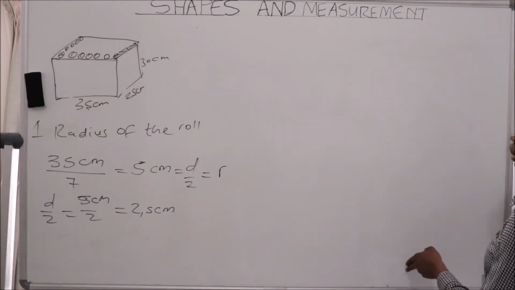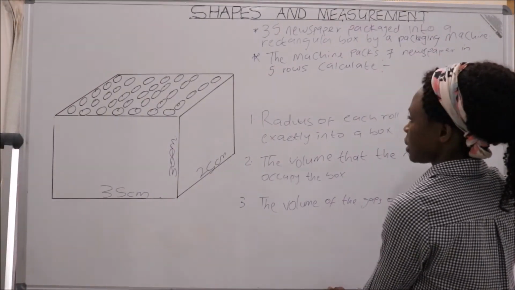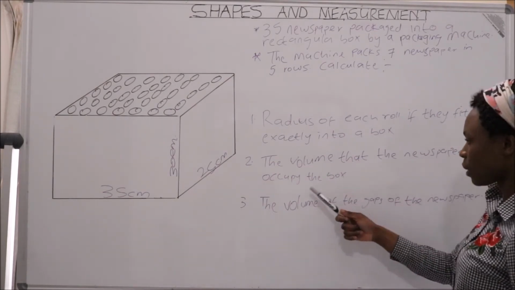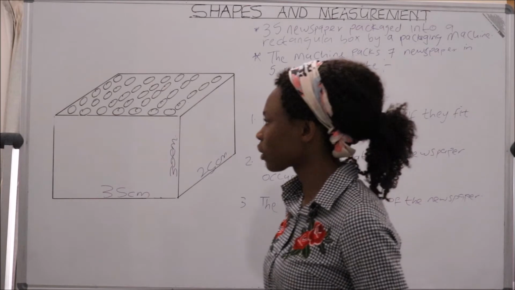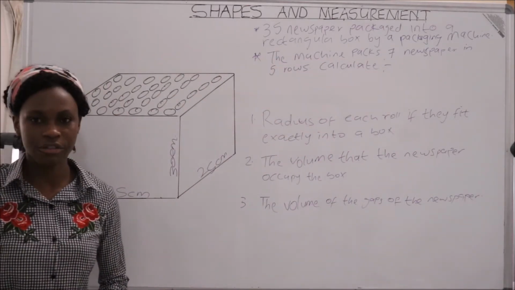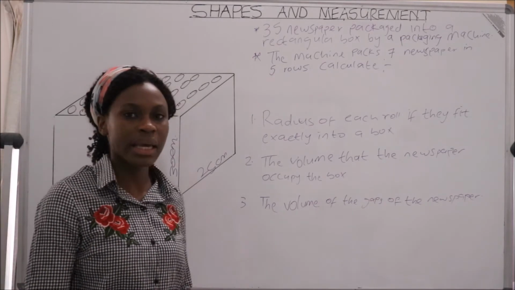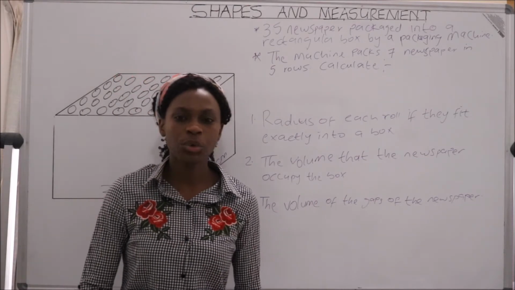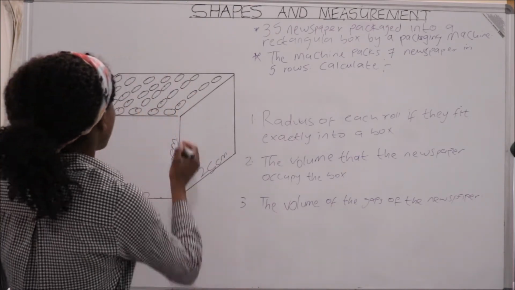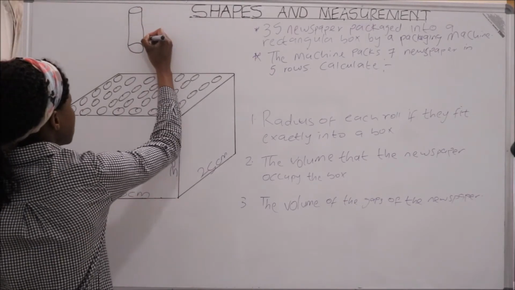So let's look at another question here. The second question says we must now calculate the volume that the newspaper occupies in the box. Now that we know that this newspaper roll is a roll, that means it's the shape of a circle, and we know that the area of a circle is equal to pi r squared. And when we have to calculate the volume of a cylinder, as this newspaper roll, it will be looking like this inside the box. It's the shape of a cylinder.